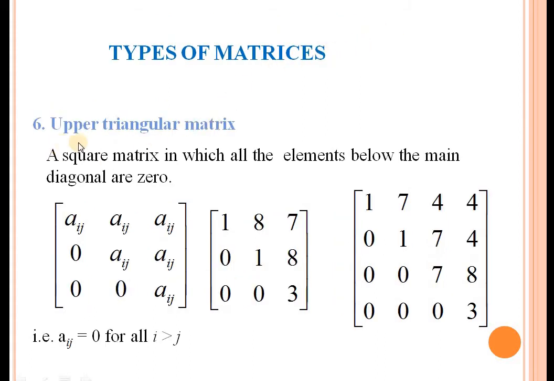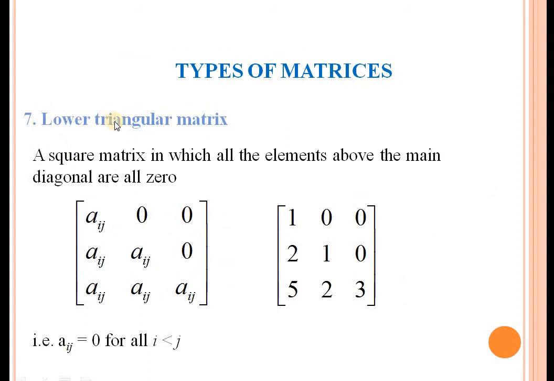We can specify the triangular matrix into two types, upper triangular and lower triangular. So what is an upper triangular matrix? A square matrix in which all the elements below the main diagonal are 0 is an upper triangular matrix, that is, aij is equal to 0 for all i greater than j. So the elements below the main diagonal are 0. These are the examples where the elements below the main diagonal are 0.